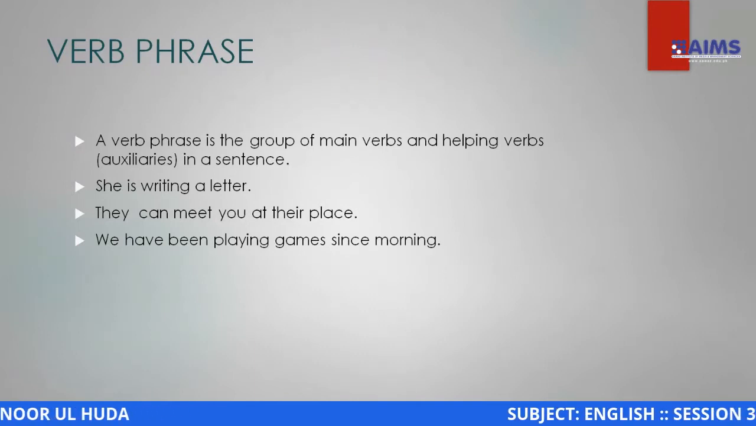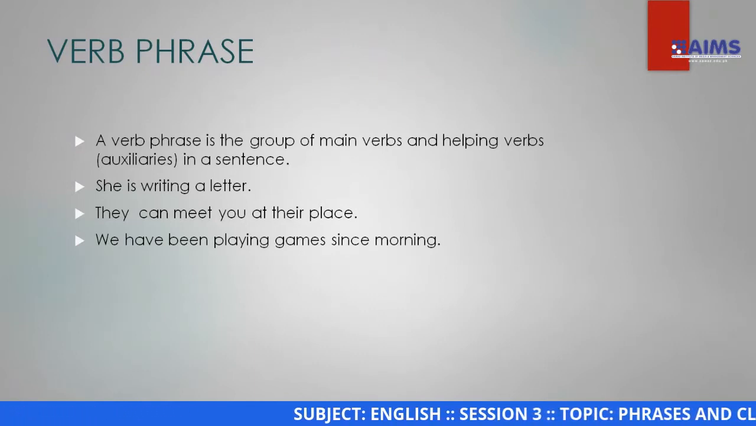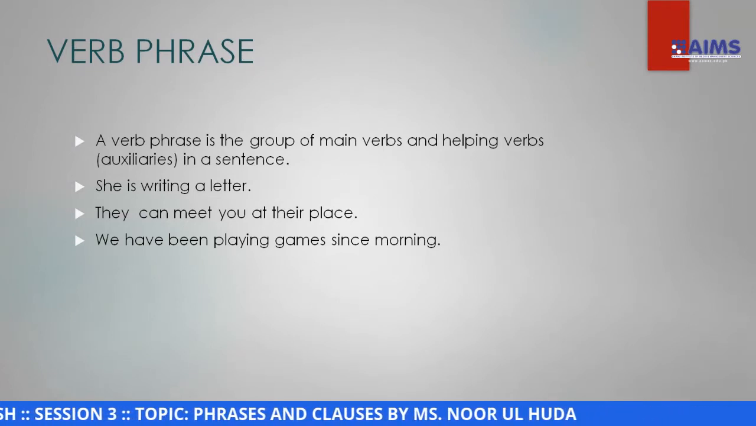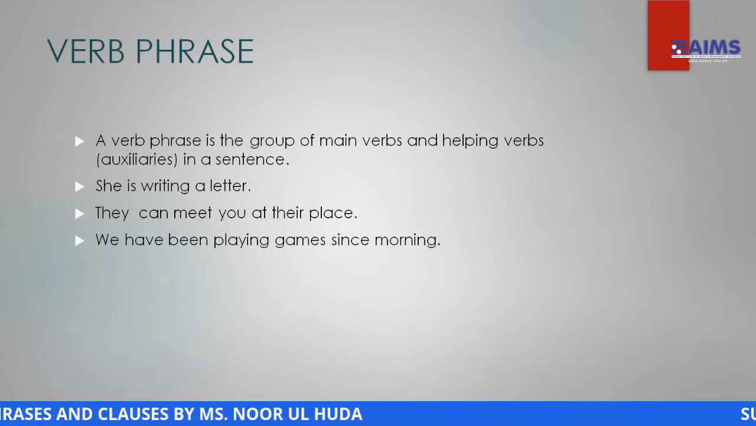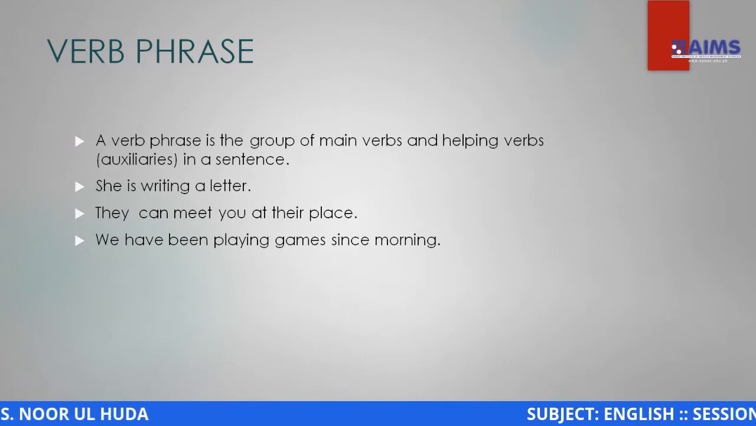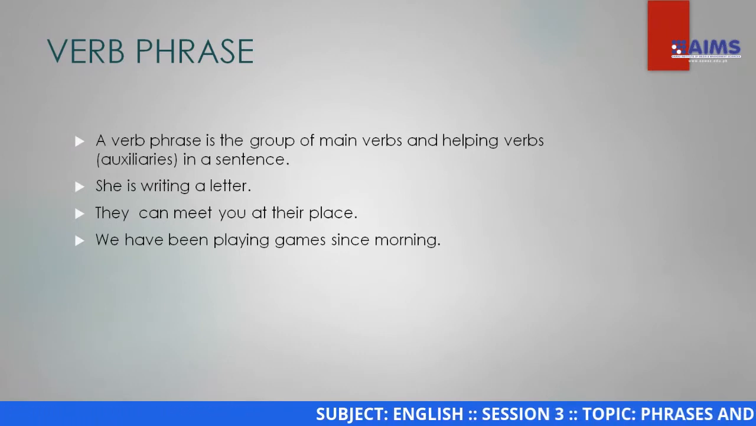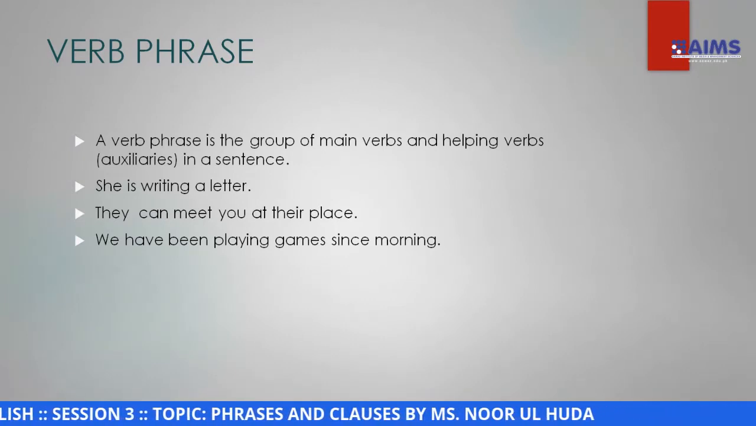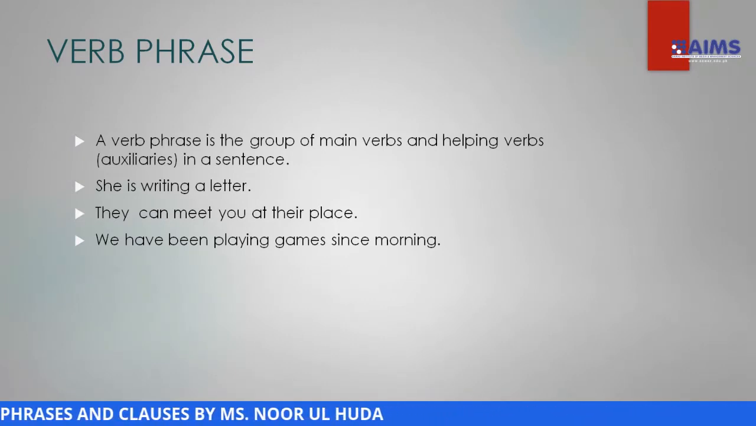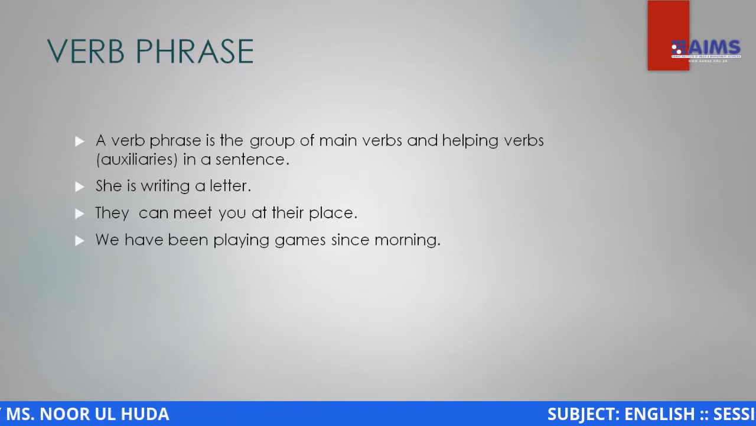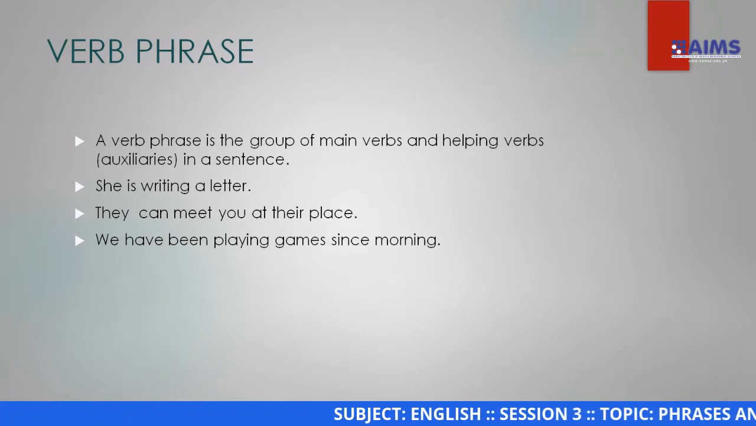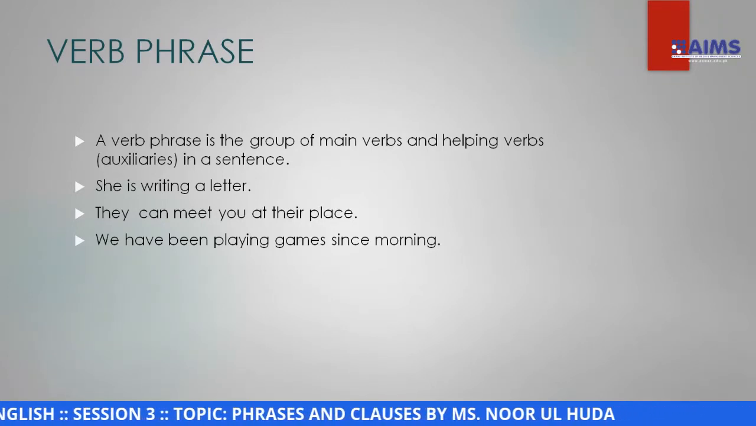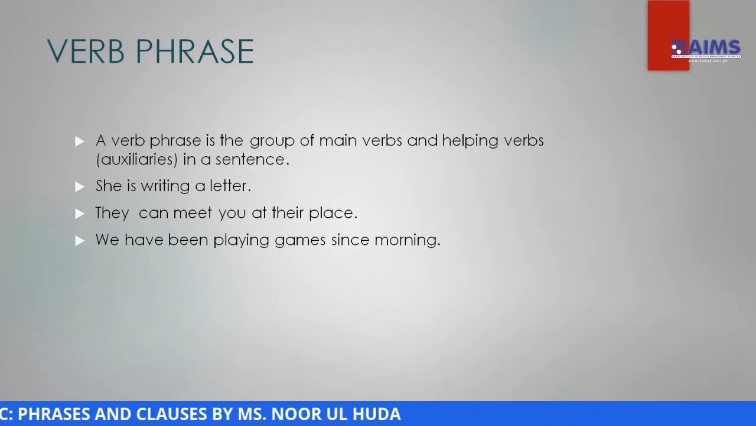Okay, now the verb phrase. A verb phrase is the group of main verb and helping verb auxiliaries in a sentence. She is writing a letter. If the sentence is like "she writes a letter," the "writes" is a single word, so it wouldn't be called a phrase. But we are modifying it by adding some auxiliaries to help the listener get the idea of what time the action was actually taken. She is writing, so it means that it's an ongoing action in the present time.